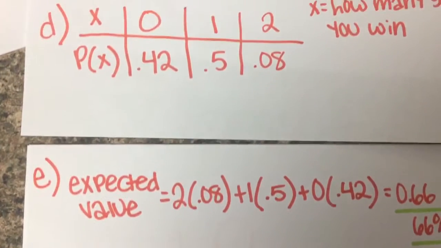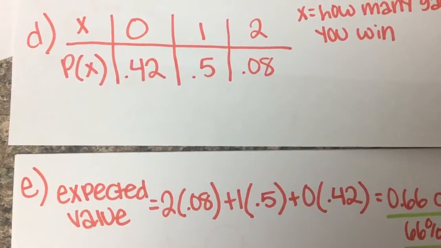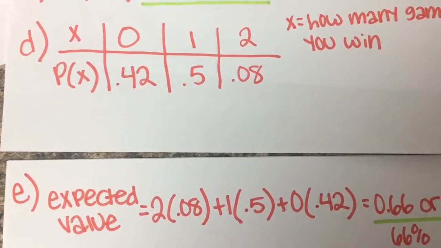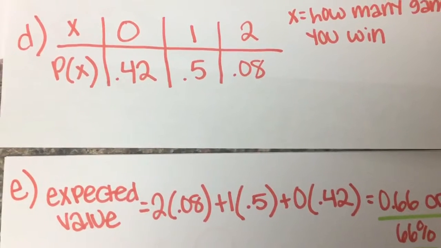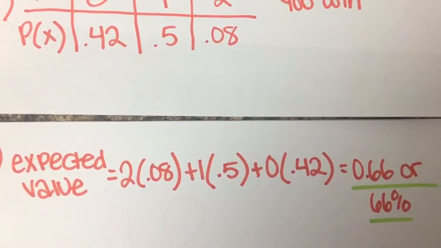So I like seeing both of these at the same time because it's easier to put the numbers together. What you do for expected is you do the value of X times the probability of X, and you do all of those together, and that adds up to be 0.66 or 66%.